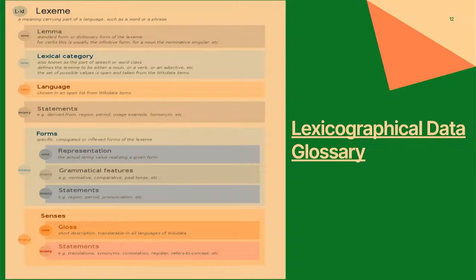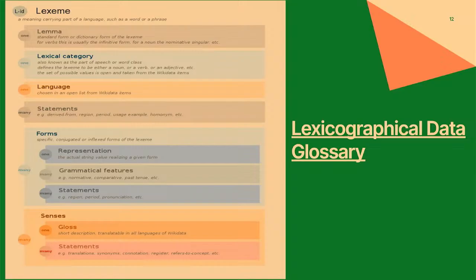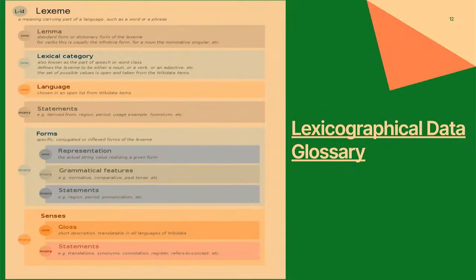The third thing you see is language. You have to choose which language you are writing under. Is it Fulfulde? Is it Tyap? Is it Hausa? And so on. The language is chosen from an open list of Wikidata items. So we are still mentioning Wikidata, but we are on lexeme. You should know that lexeme is Wikidata and Wikidata is lexeme, but they have different structure.